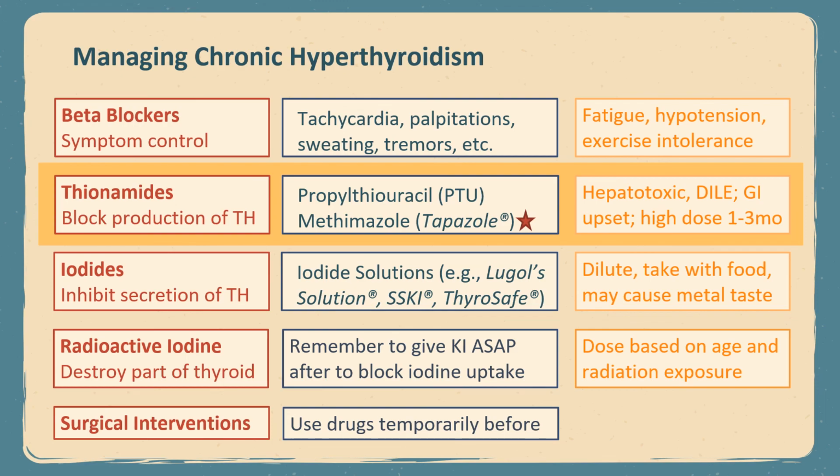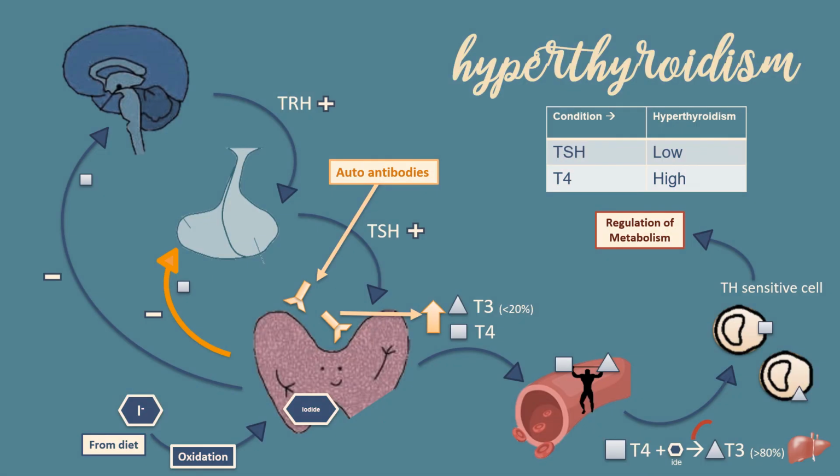So let's take a look at where these work in our diagram. As you can see, here's our hyperthyroidism diagram. Our thionamides work by preventing the oxidation of iodine from the diet to iodide. PTU also helps prevent the conversion of T4 to T3 in the periphery. This way, we have less thyroid hormones circulating, and then our T4 levels will go down back to normal, which means that our TSH levels will rise again due to that inhibition of the negative feedback.